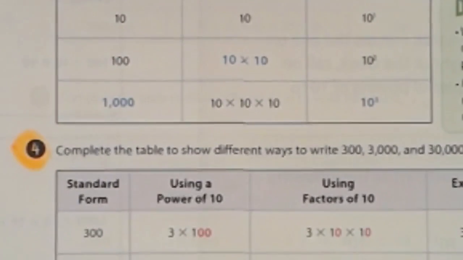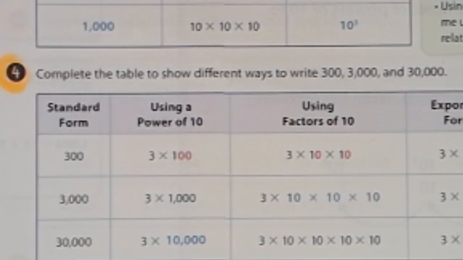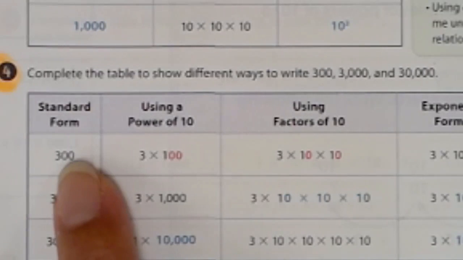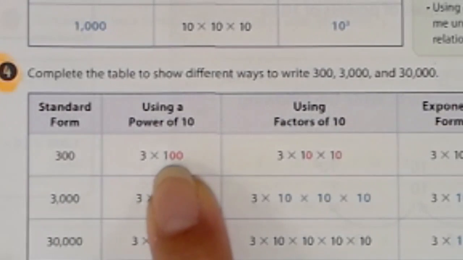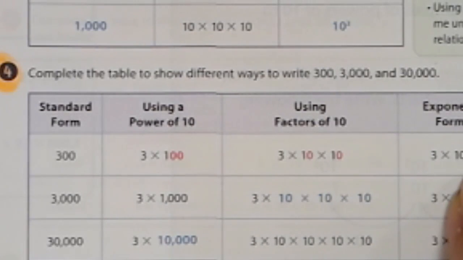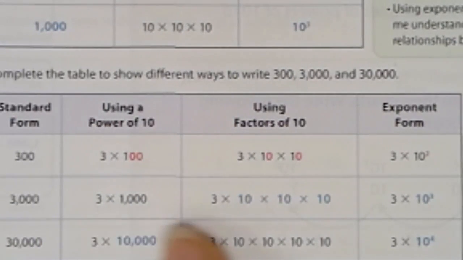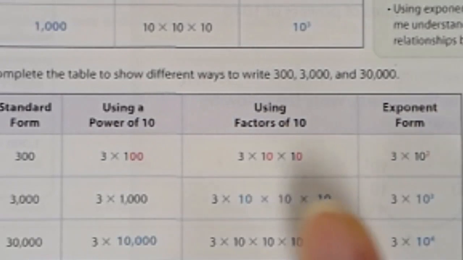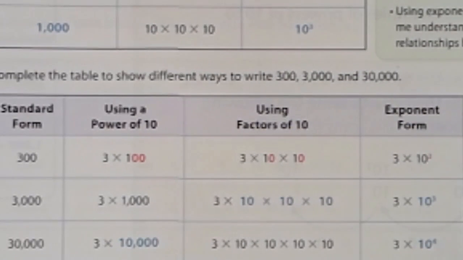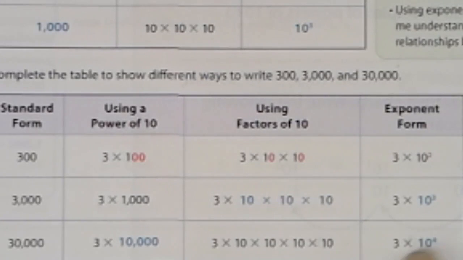Number 4 was another table. You were showing different ways to write 300, 3,000, and 30,000. So 300 is the same as 3 times 100, which is the same as 3 times 10 times 10, or 3 times 10 to the second. 3,000 is the same as 3 times 1,000, or 3 times 10 times 10 times 10, which is the same as 3 times 10 to the third. 30,000 is the same as 3 times 10,000, or 3 times 10 times 10 times 10 times 10, or 3 times 10 to the fourth.